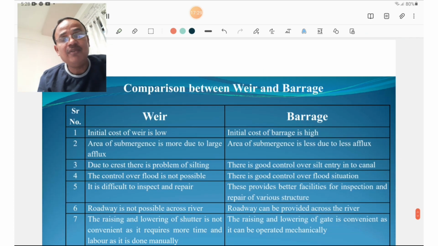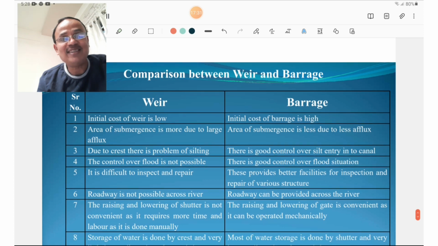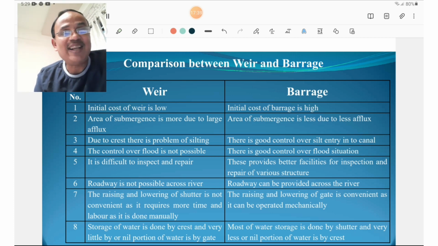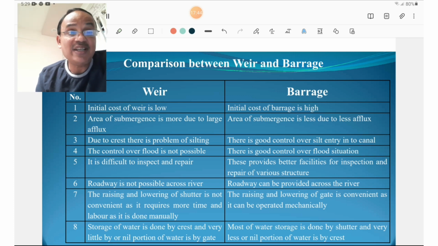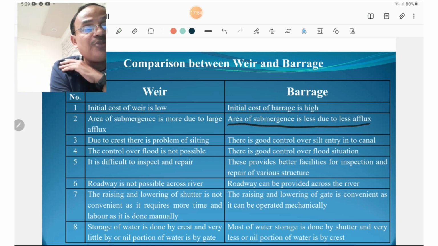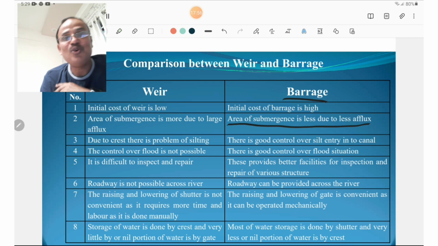Study very well for MPSC mains examinations, and this is a very important one. In all types of examinations these differences are asked: the weir and barrage difference. The initial cost of a weir is low, but the initial cost of a barrage is high. The area of submergence is more due to large afflux. For a weir, the area of submergence is less due to less afflux. So for area of submergence, barrages are more important.